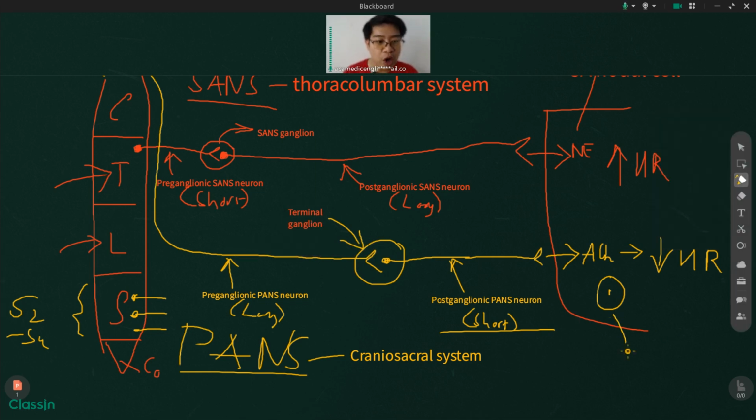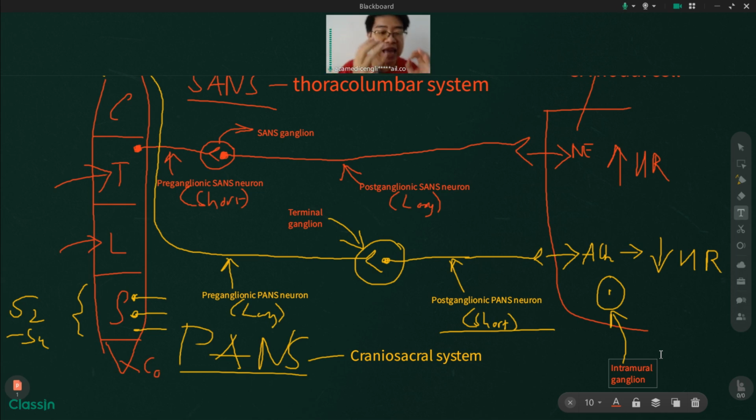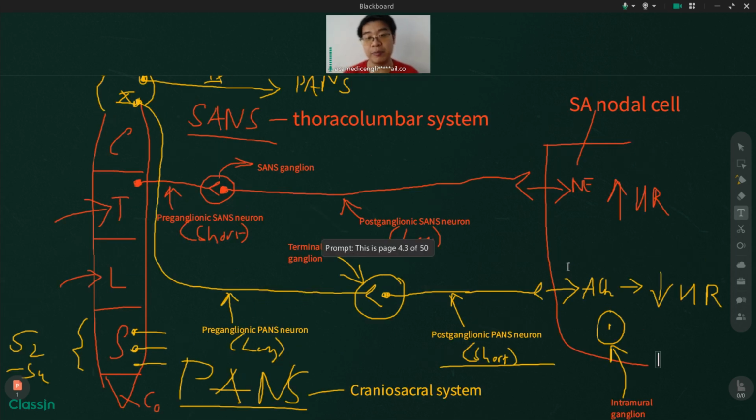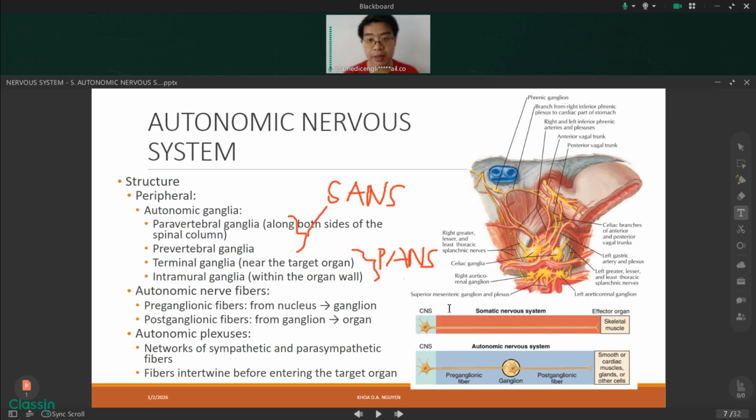While if the ganglion lies within the walls of the target organ itself, you call it the intramural ganglion. Okay, intramural ganglion. Why intramural ganglion? Intra means within, mural means wall. This ganglion lies within the wall of the target organ. Okay, parasympathetic nervous system only, guys. So terminal ganglia and intramural ganglia only happen within the parasympathetic nervous system. Remember that. Okay, very, very important.